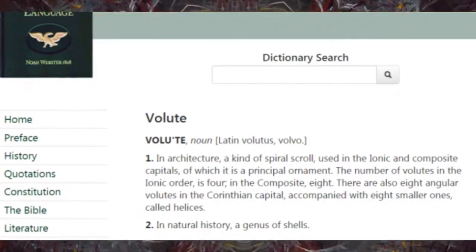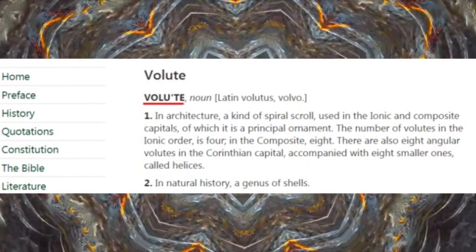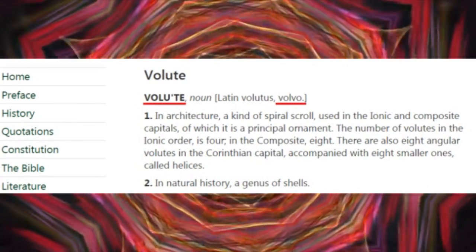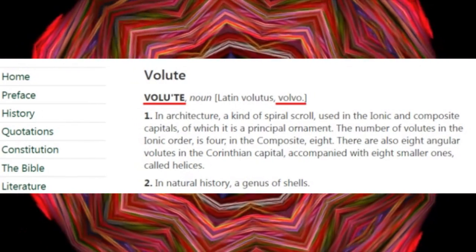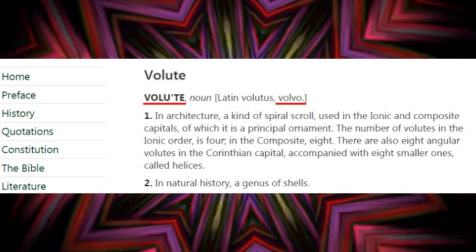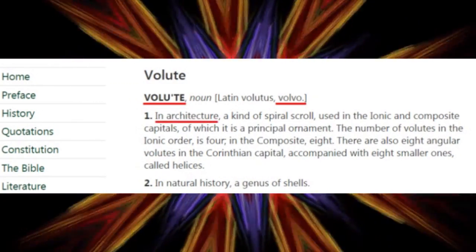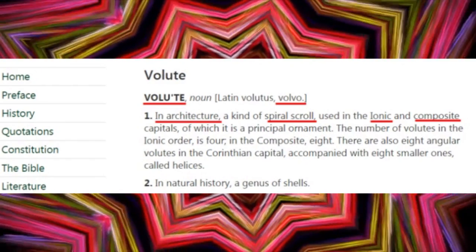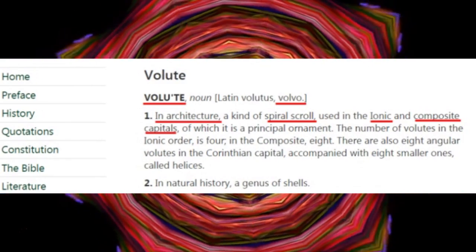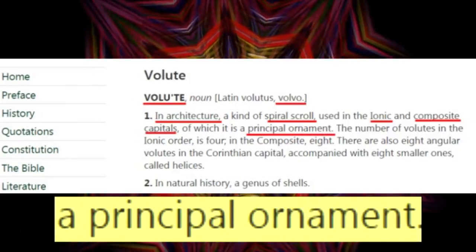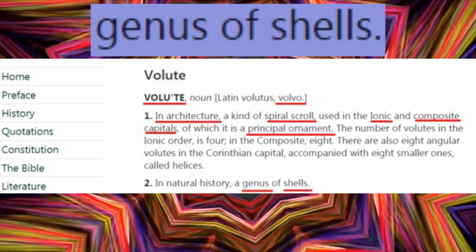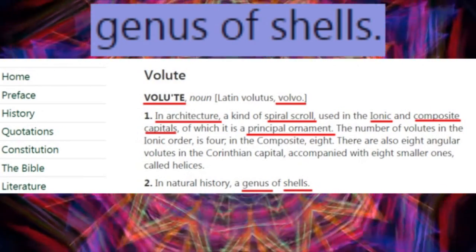Okay, so in the word revolution, the next word is volut. This comes from Latin. Everybody knows this one, Volvo. They make great cars. They did not pay me to make this video, but they can pay me for advertisement if they wish. In architecture, kind of spiral scroll, Ionic composite capitals, of which it is a principal ornament. In natural history, a genus of shells. Remember that right there, that word genus.